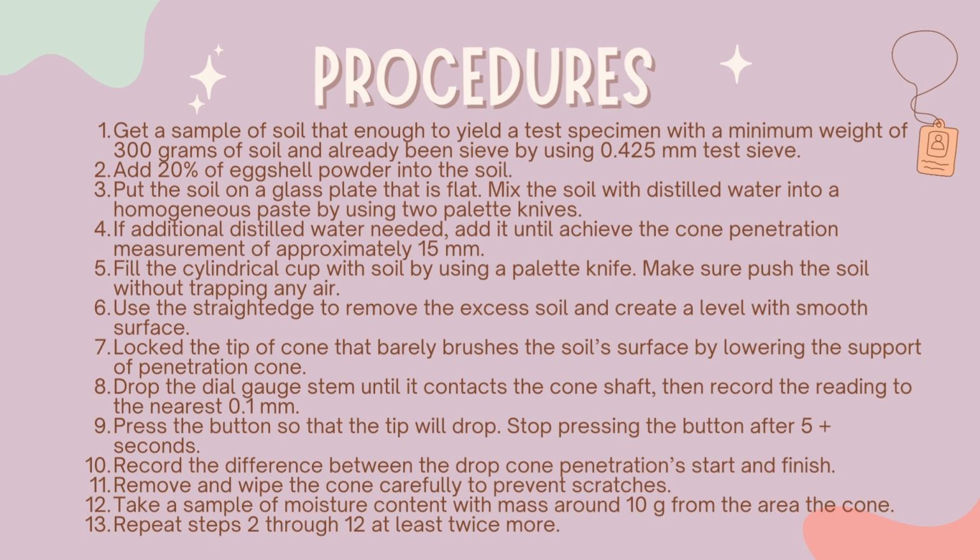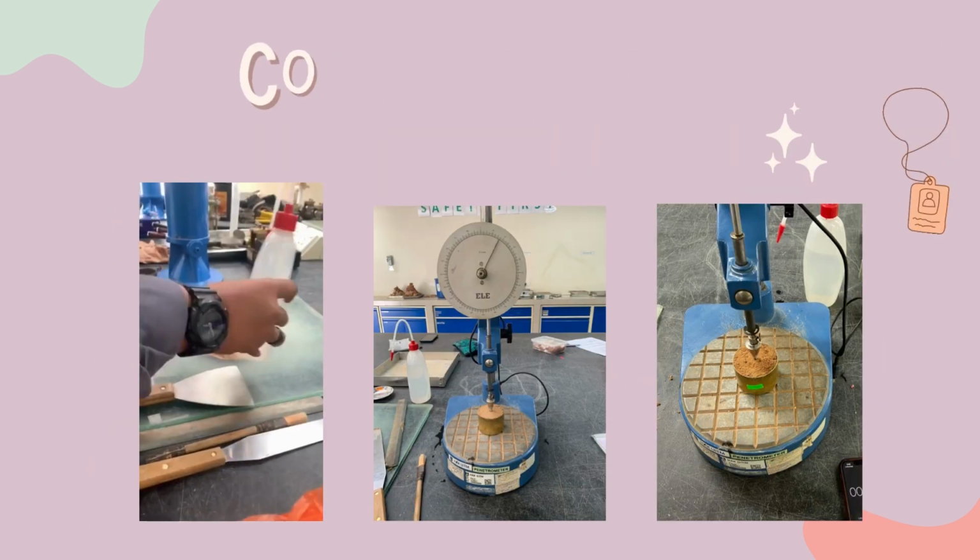Then record the reading to the nearest 0.1 mm. Press the button so that the tip will drop. Stop pressing the button after 5 seconds. Record the difference between the cone penetration start and finish. Remove and wipe the cone carefully to prevent scratches. Take some sample for moisture content, around 10 grams, and repeat steps 2 until 12 at least twice more.